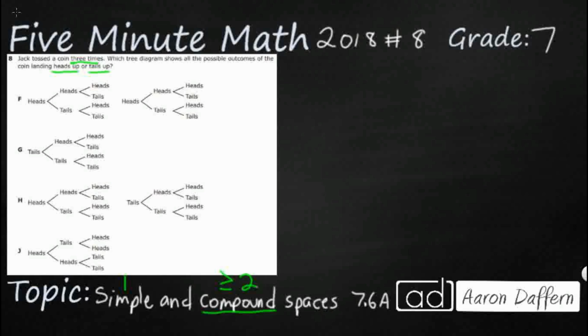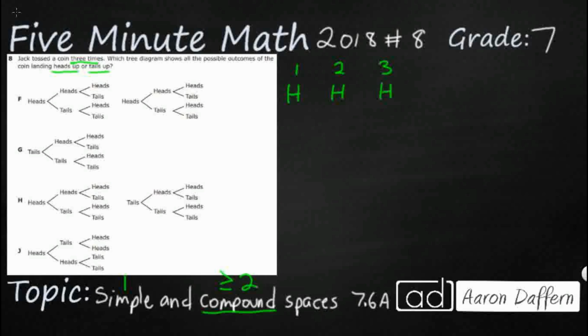So let me list out all the possibilities, and then we will find the tree diagram that matches that. Let's just start with heads. We're going to make a little list here, and I'm just going to put attempt 1, 2, and 3. I'm going to put them in columns. So let's just say that everything is heads. Heads, heads, heads. Right? That is an option. So that's always an option.